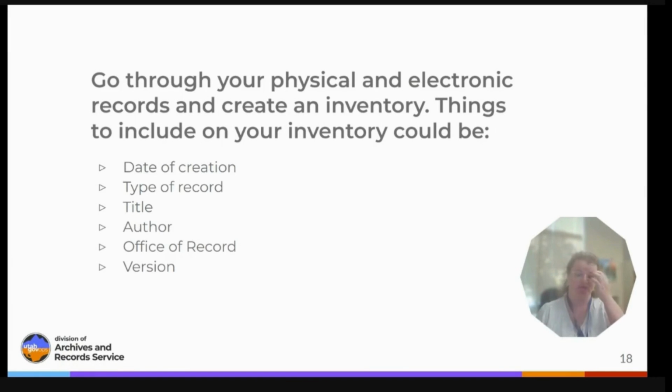Inventorying requires going through your physical and electronic records and listing what you have. An inventory can look a lot of different ways, whether it is on paper, in a Word document, or kept in a spreadsheet or a database. Things to include on your inventory could be the date the records were created, type of record, title or name, author or creator, the office of record, which is the department responsible for maintaining the record, and the version. Since we know from our definition of a record that they can be reproduced, it's easy for multiple versions of a record to exist.